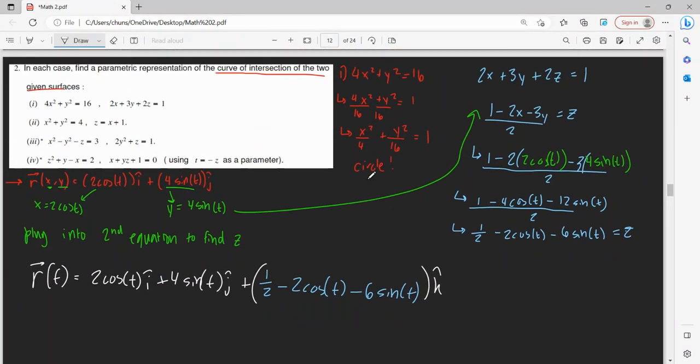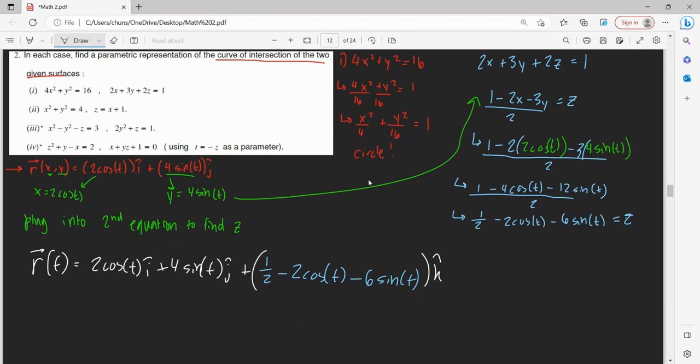In part 2 of question 2, we have a similar scenario where we don't have all three of our variables within our surfaces. So that means we can work with one and then use it to find the other. So we'll work with the first equation to find what x is, and then we're going to plug that x into our second equation to find our z. So let's do that. x squared plus y squared equals 4.